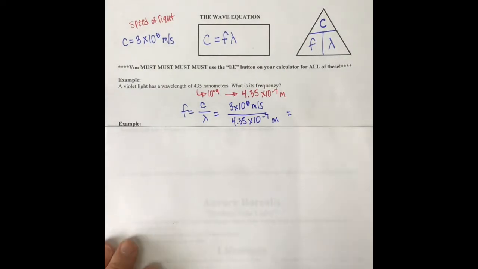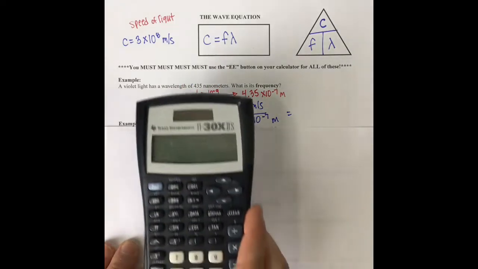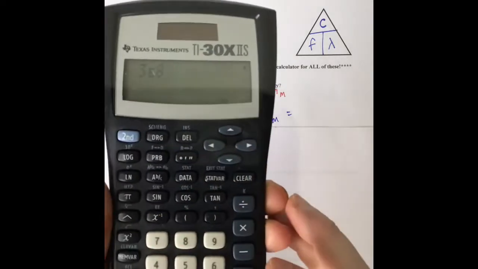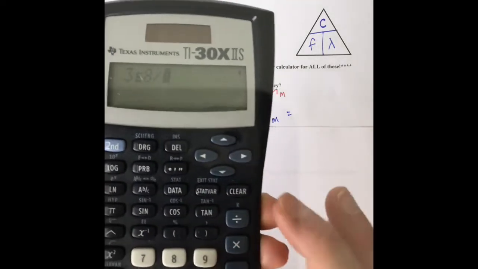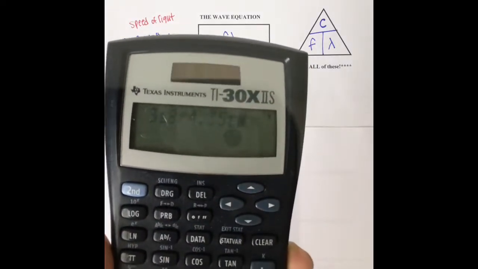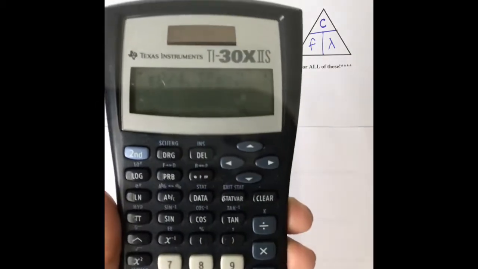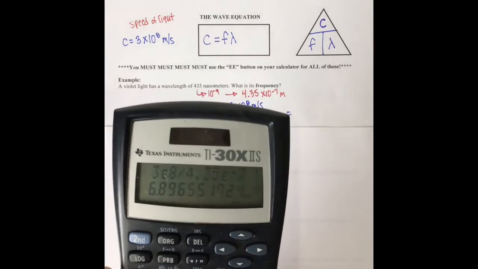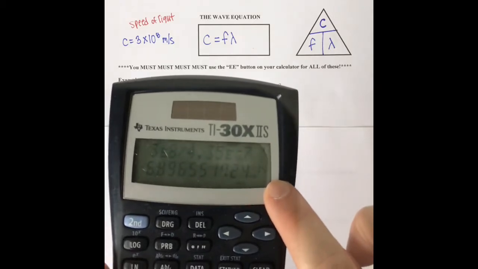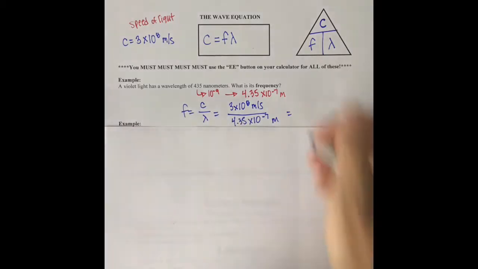When you are doing these problems, you must use the E button for these to come out correctly. So this is what it would look like. 3E8 divided by 4.35 E negative, not the minus button, negative 7. And I get 6.9 times 10 to the 14th. If you're not getting that on your calculator, please make sure that you're plugging it in the proper way.